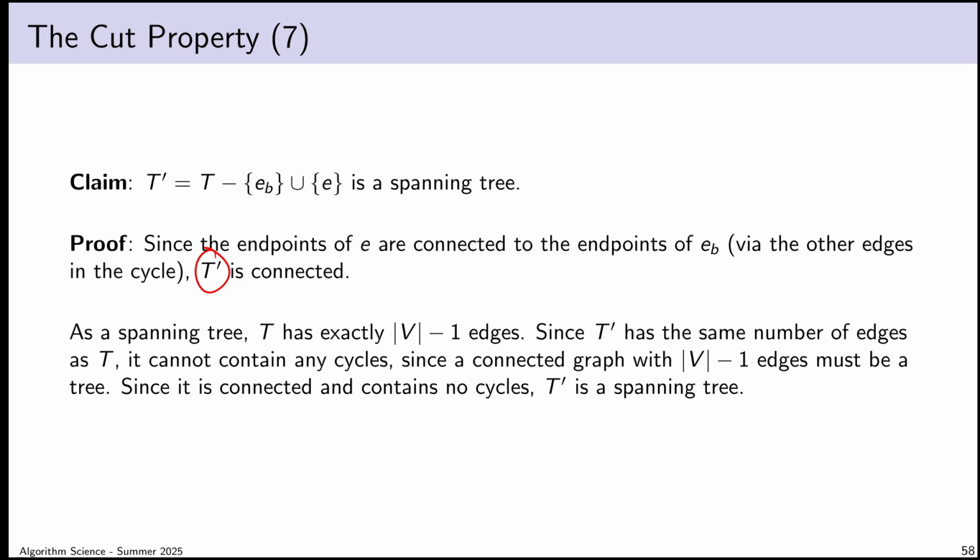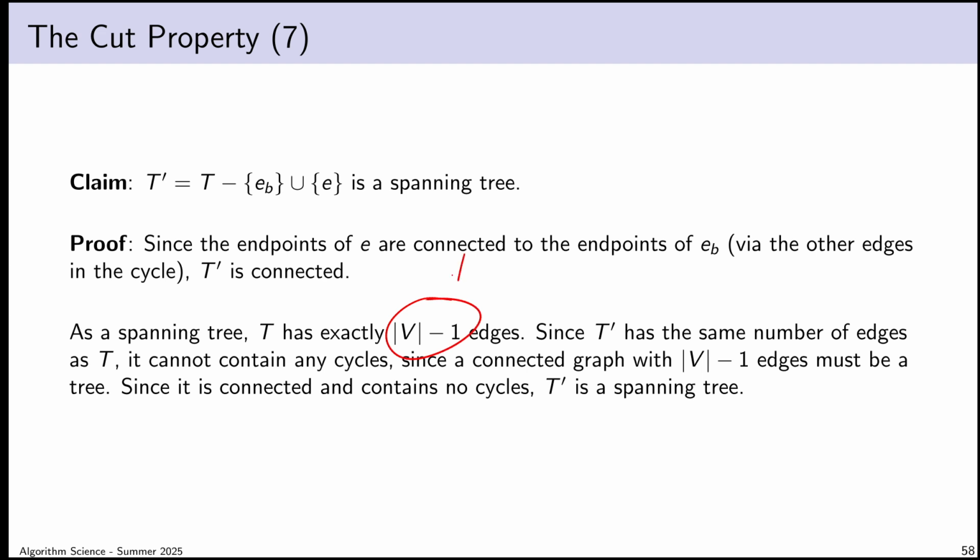Okay, so then the question is, I want to prove it's a spanning tree, which requires it to be a tree. I know it's connected. All I have to show now is that it has no cycles. As a spanning tree, my original tree T had exactly this number of edges. That is a requirement of a spanning tree. So a spanning tree of an n vertex graph must have n minus 1 edges. T prime has the same number of edges as T, because I just deleted one edge and added one other edge. So it has the same number of edges, which means that it also has n minus 1 edges.